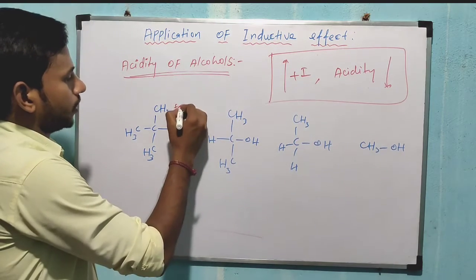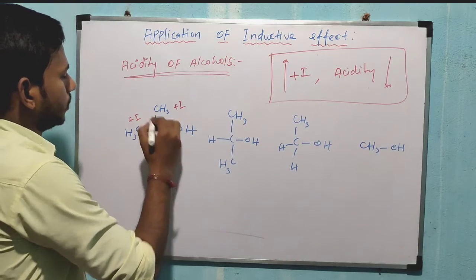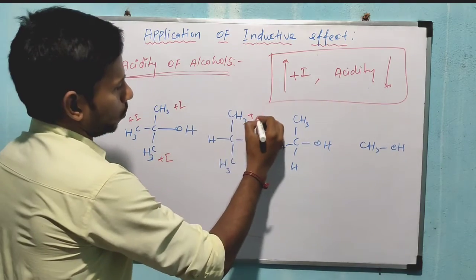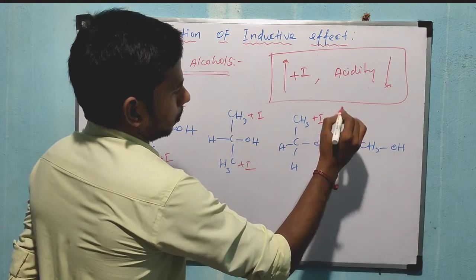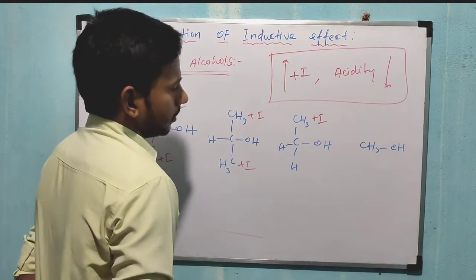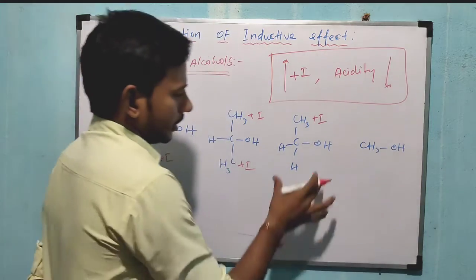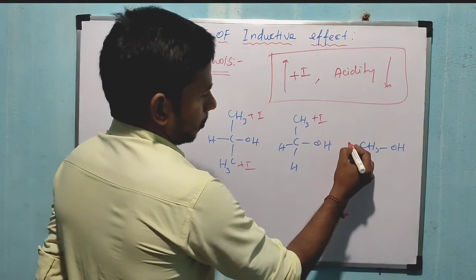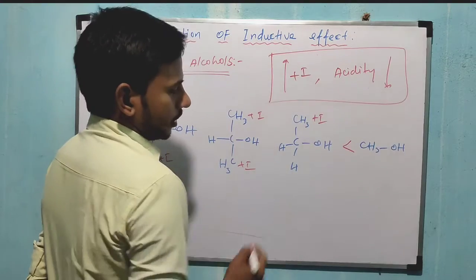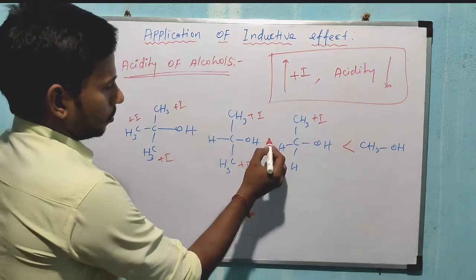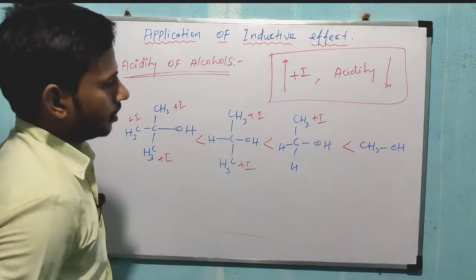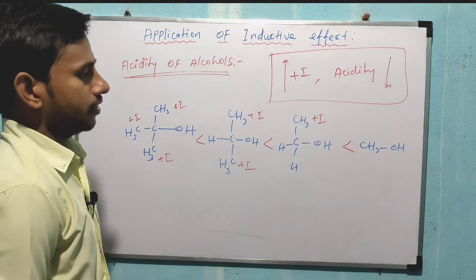So here 3 plus I groups are present, right? Here only 2 plus I groups. Here only 1 plus I group. Here generally methanol is present, right? Here ethanol, this one. So which one is more stable? This one is more stable, more acidic. Acidity of alcohol, this one is more acidic compared to these three, right? So now this is an increasing order of acidity of alcohols, right?